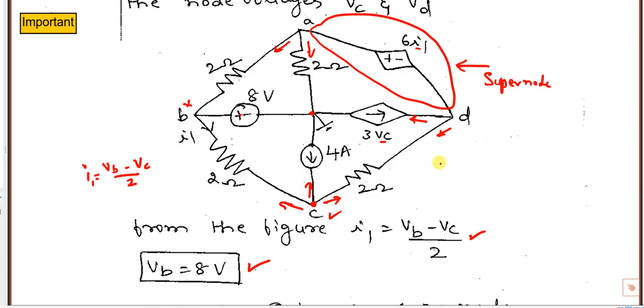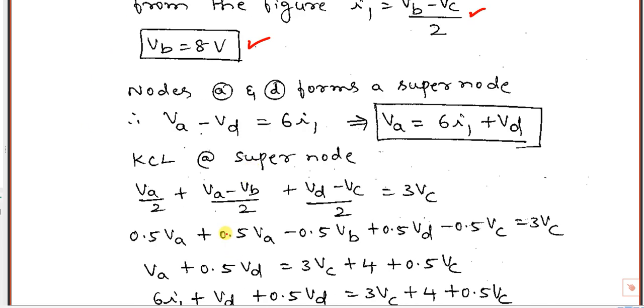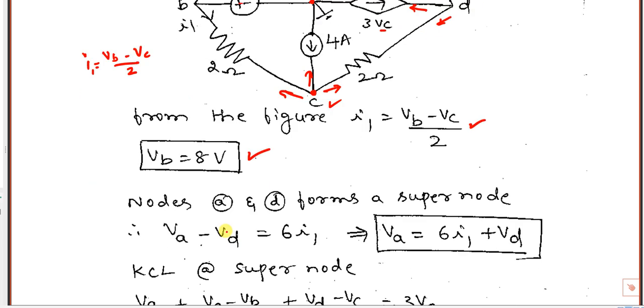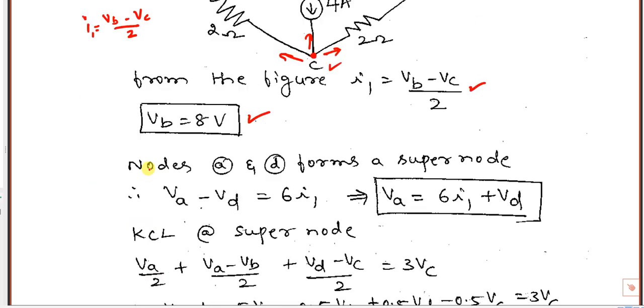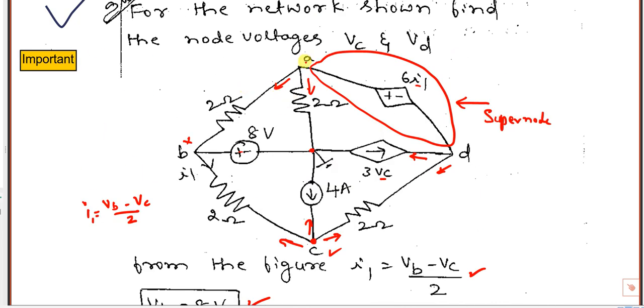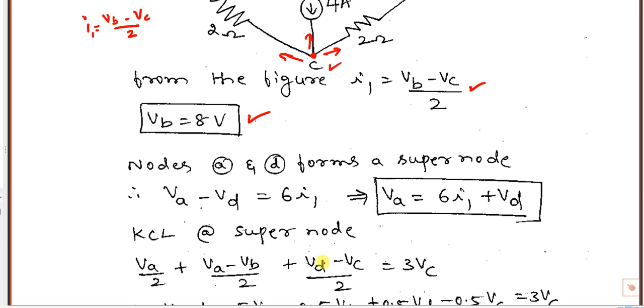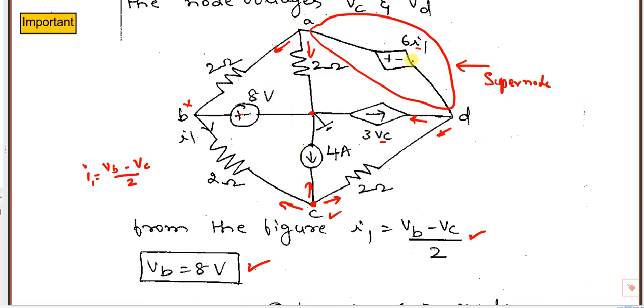Apply KCL at the super node. Four currents are there, these two and these two. So VA minus VB by 2, and VA by 2, because voltage at A is VA minus 0. Next, VA minus VB by 2, so two currents from node A. From node D, two currents: VD minus VC by 2.